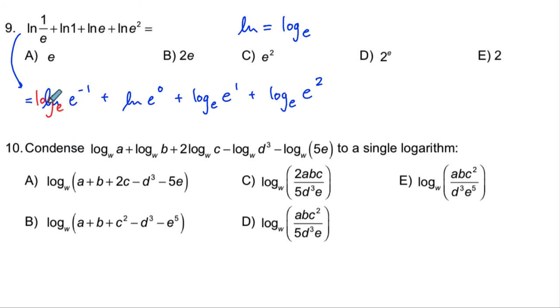Every time you see log base something of something, you read it as: what is the exponent on this base to get that power? Don't forget that exponents can come down in front as coefficients, and so this is going to be -1 times 1, which is -1. What is the exponent on base e to get e to the 0? Well, that would be an exponent of 0. What is the exponent on e to get e? Well, that would just be 1. And what is the exponent on e to get e squared? That would just be 2. And so the answer is 2.